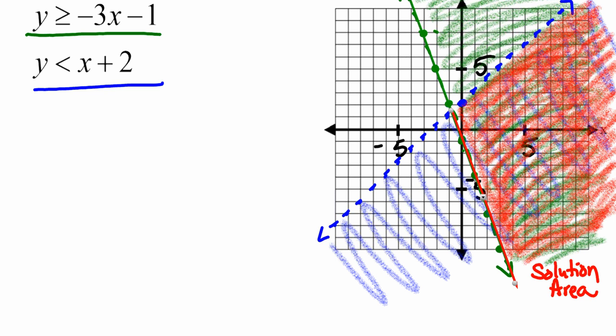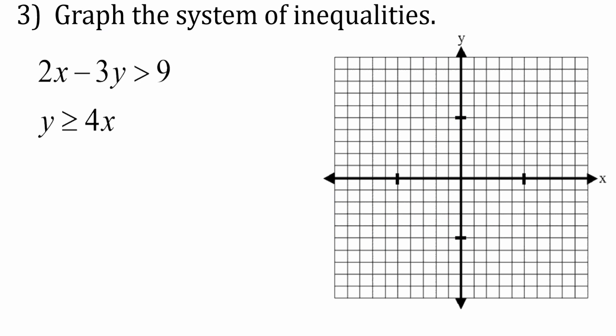Let's take a look at another. So here we want to graph our system of inequalities. Let's take a look at the first inequality. Is this in slope-intercept form? So is y isolated? No, it's not. So we're going to have to do some work to get y alone. So can you do that and enter your results for a check?